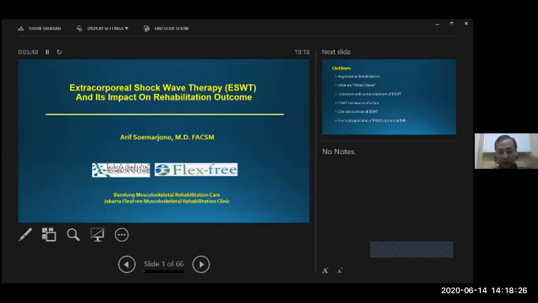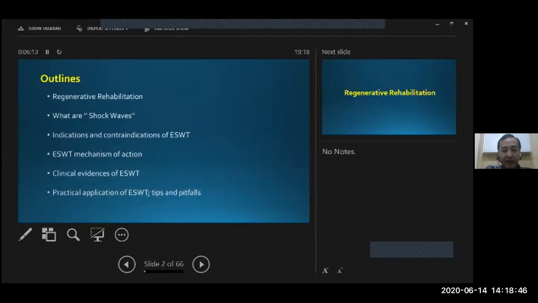Okay, so my talk today will be the extracorporeal shockwave therapy and its impact on rehabilitation outcome. The outline will be regenerative rehabilitation, what are shockwaves, indication and contraindication of shockwave, mechanism of action, clinical evidence of shockwave, and practical application.